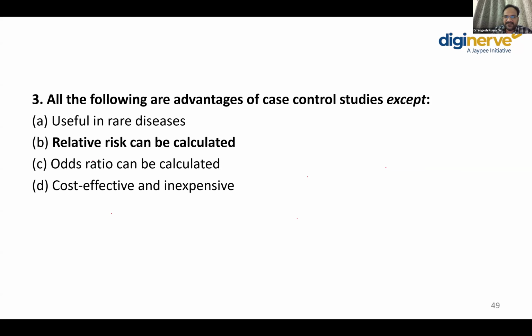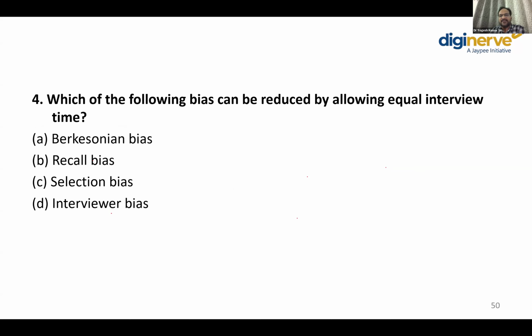Okay. What is happening? All of the following are the advantages, except one is the ask. Which of the following bias can be reduced by allowing equal interview time? It's a lame question. All of you should know the answer. The answer lies in the question. Which of the following bias can be reduced by allowing equal interview time? Option D, yes. The answer lies in the question.